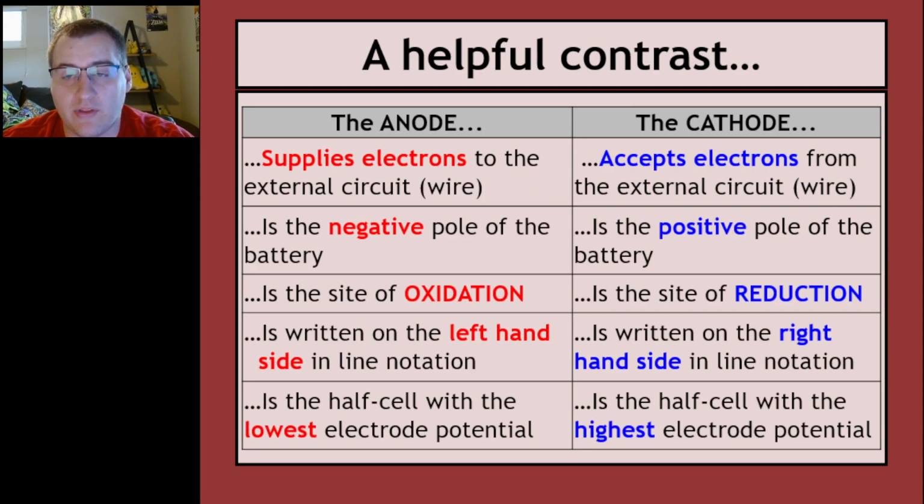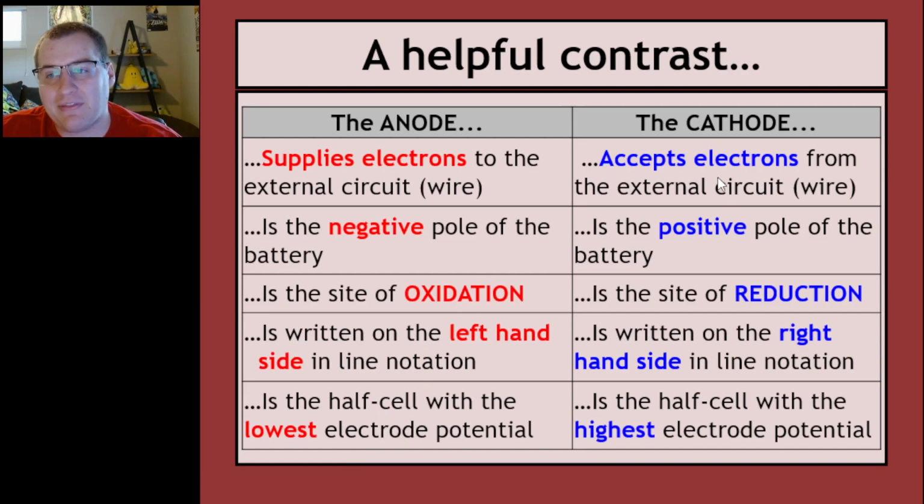Now, here are all the differences between the two sides, between the anode and the cathode that we started to talk about. So the anode, the left side in our picture, supplies electrons to the circuit. Right? They're the supplier of electrons. It's the negative pole of the battery, the site of oxidation. It's written on the left-hand side in line notation, which we haven't talked about. And it'll be the half cell with the lowest standard reduction potential.